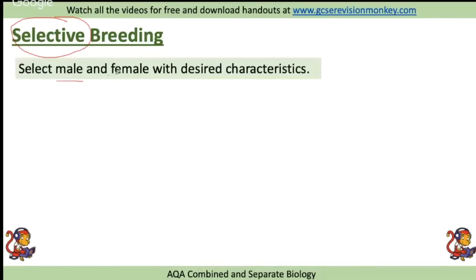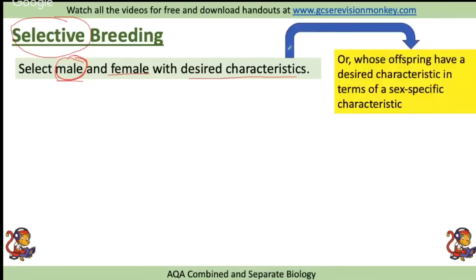So you'd select a male and a female with desired characteristics. But for example, if you wanted a cow to produce lots of milk, you'd need to talk about not selecting a male that would produce lots of milk, but in this case, a male whose daughters would produce lots of milk. So in this specific example, you'd either choose the male and the female with a desired characteristic, or where appropriate, whose offspring have a desired characteristic. Okay, so if you're talking about cows and milk, obviously a male's not going to produce milk. So you'd choose a male that has daughters that produce lots of milk and breed that with a female.